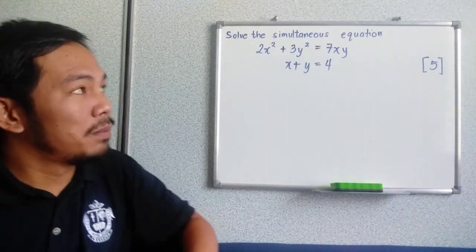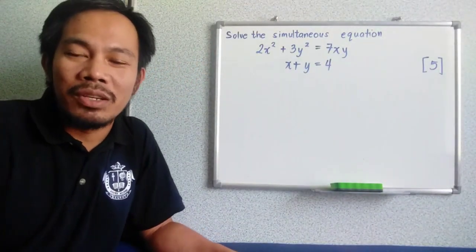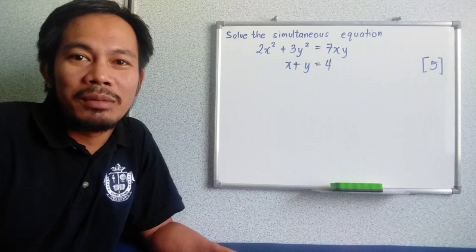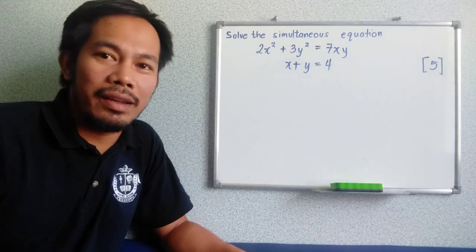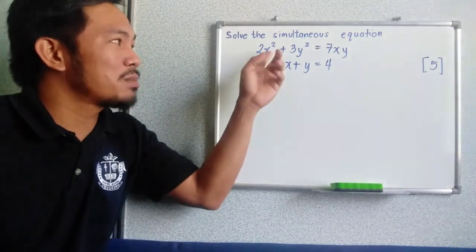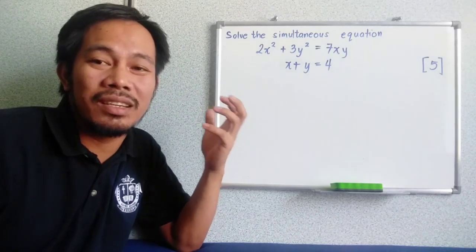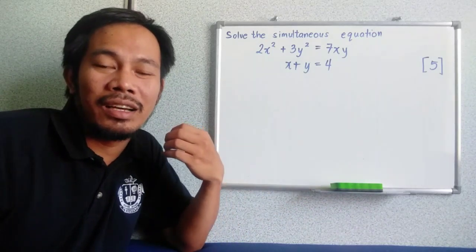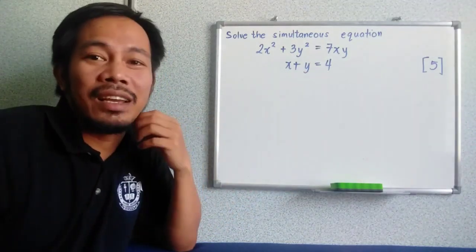Okay? Now we will be dealing with a past year question about simultaneous equations. If you notice over here, I have a simultaneous equation that involves a curve and a line. How did I know it's a curve and it's a line? It's a curve because there's a degree of 2, so it means it's a curve. It might be a parabola, it might be an ellipse. And I know that this one is a line.